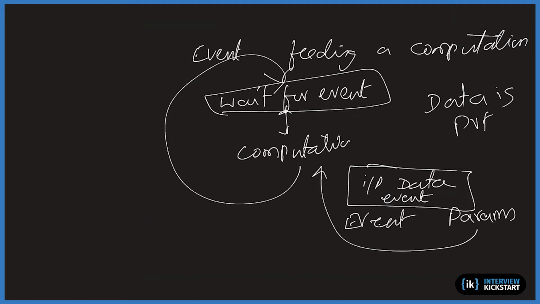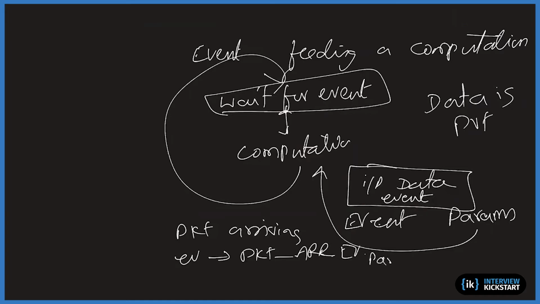Of course, there may be much more than the parameters, because the event size may be limited. So you may have more buffer data. So let's say a packet is arriving. The event signals the packet arrival, and of course it may give some parameters like what kind of packet it is. But the actual payload may be in some global memory.